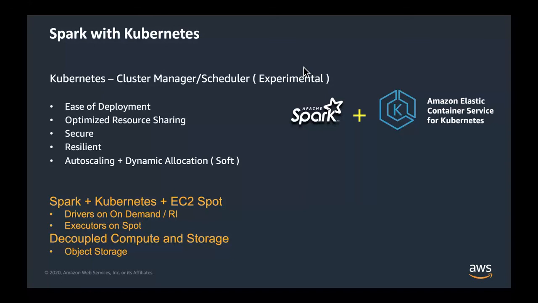So now coming to some of the recommendations with Spark and Kubernetes, and when you are planning with EC2 Spot, run the drivers on demand or RI instances and executors on Spot. How to do that, I'll cover in the demo. And again, we should decouple compute and storage, and we should use an object storage like S3 for that particular purpose. With that, I'll quickly move on to the demo. Any questions, if you have, please feel free to post in the chat channel.